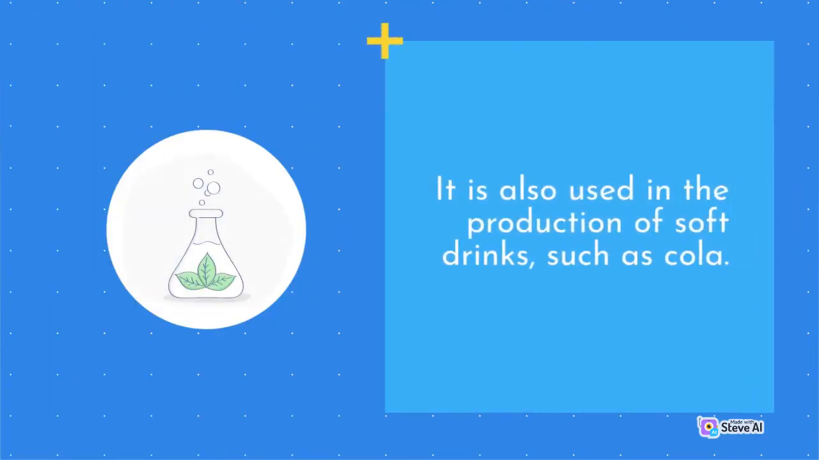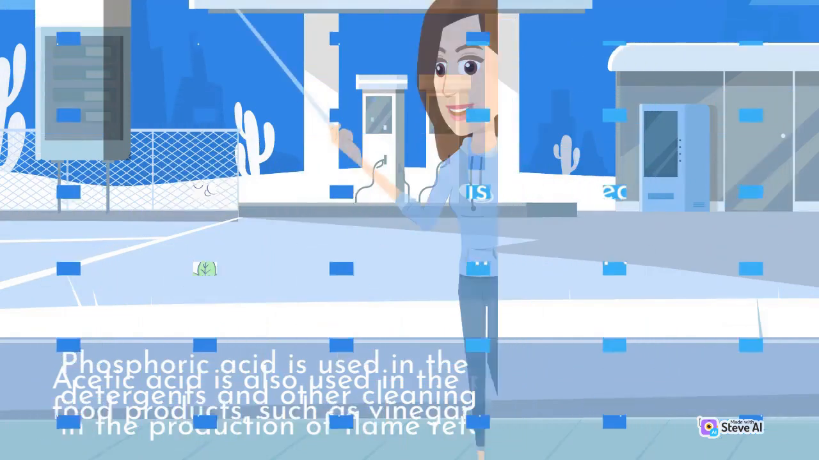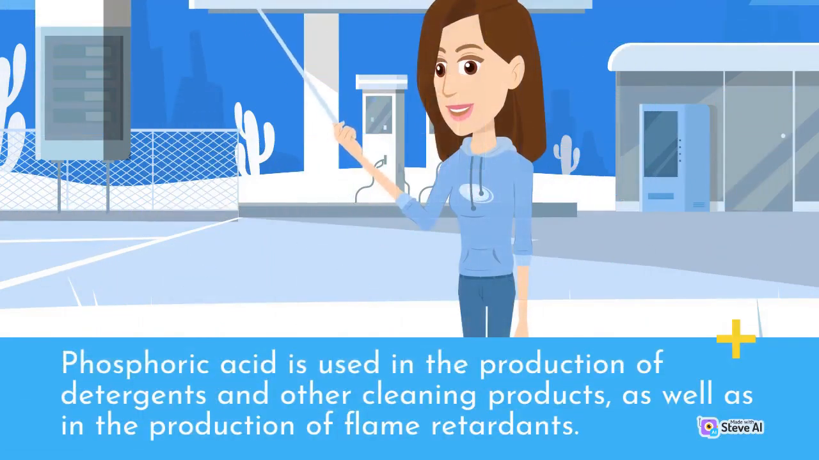It is also used in the production of soft drinks, such as cola. Phosphoric acid is used in the production of detergents and other cleaning products, as well as in the production of flame retardants.